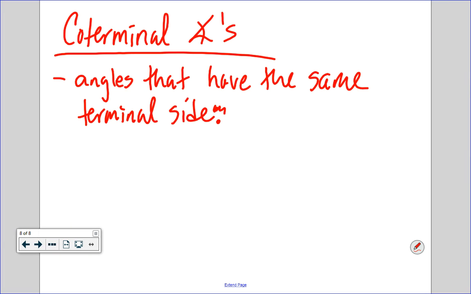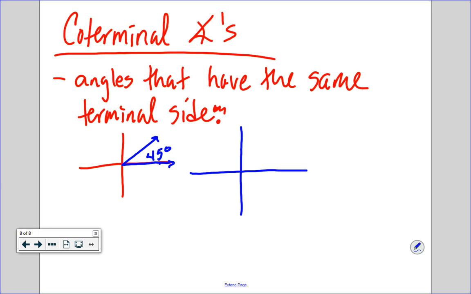Coterminal angles are angles that have the same terminal side, which means they stop at the same point. Just to give you an example, this is 45 degrees. This is 405 degrees. These are coterminal angles. They start and end at the same place, but they're different angles.